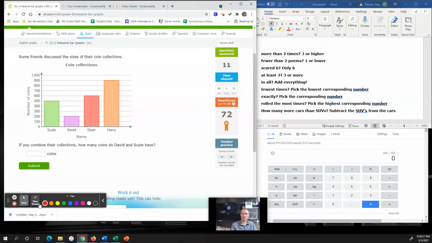All right, we're in the 70s, rolling right along. Some friends discussed the sizes of their coin collections. Ooh, coin collections. If you combine their coins, how many coins do David and Susie have? So combine means to put together. So we're looking at Susie and David. Dean is not part of the question, and Harry is also not part of the question. So we're just adding David and Susie together here. David's at 200 coins, and Susie is at 500 coins. So altogether, 500 plus 200 is 700 coins. So combine means add.